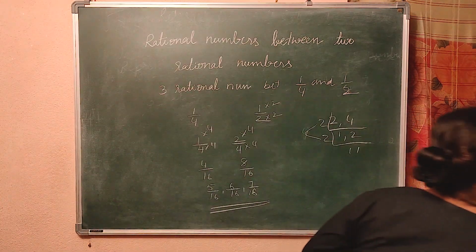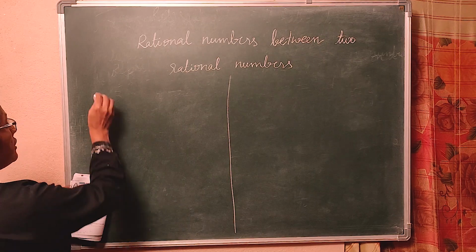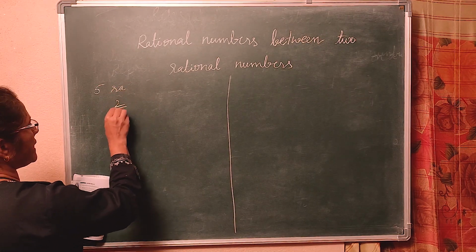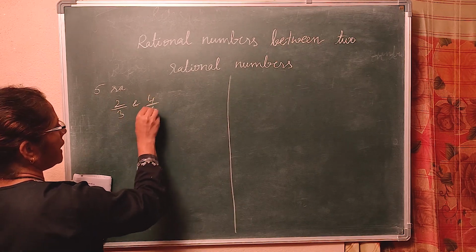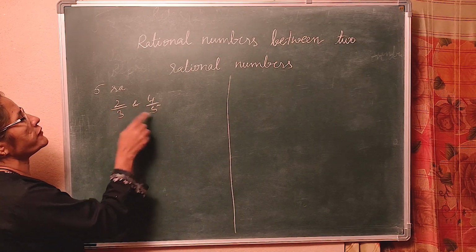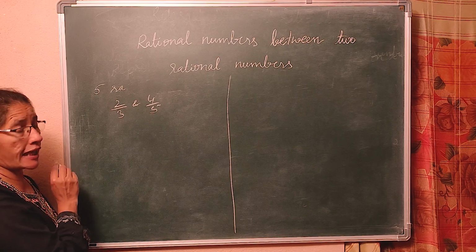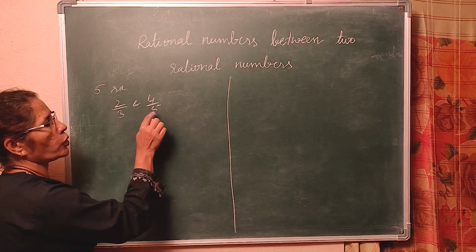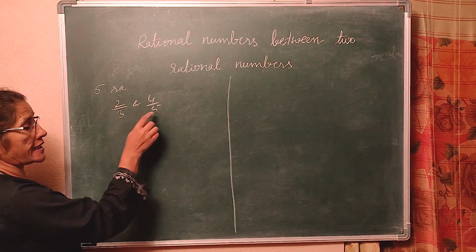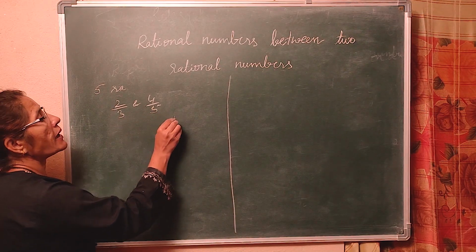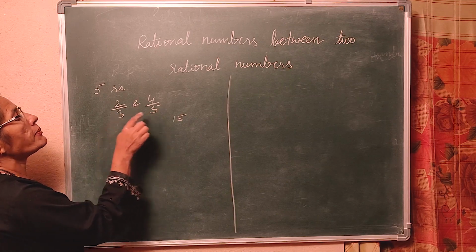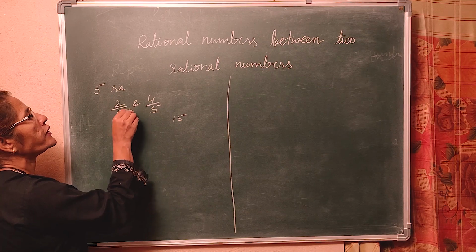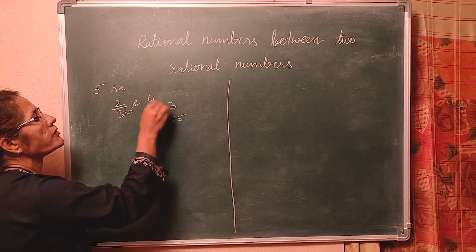You will understand better. My question is, find 5 rational numbers between 2 by 3 and 4 by 5. Now you have to see the denominator first. 3 and 5, are they same? No. What do you have to do? You have to find out the LCM. 3 and 5, both are prime numbers. So LCM is 15. So my aim is to make the denominator same. So in order to get 15, I have to multiply by 5 here, I have to multiply by 3 here.